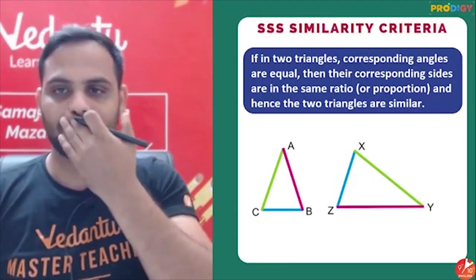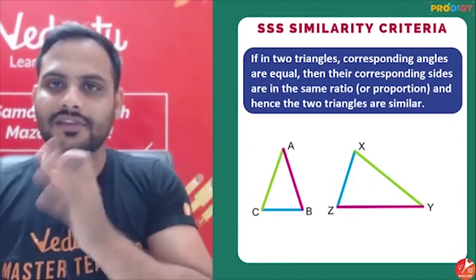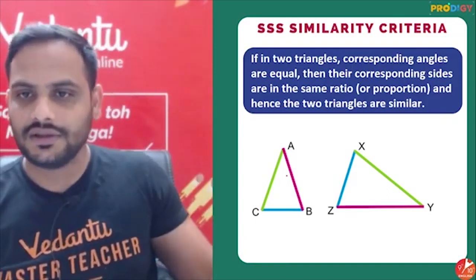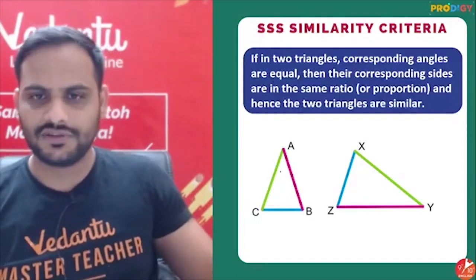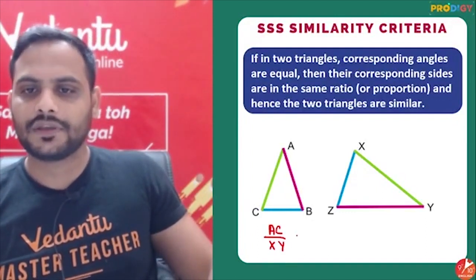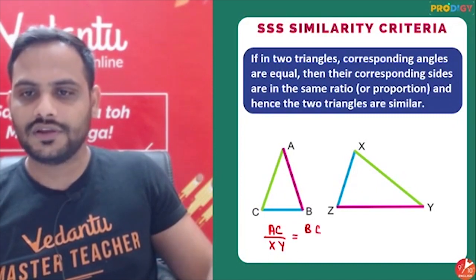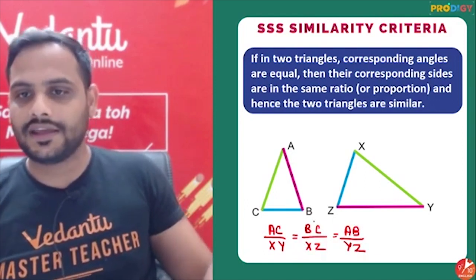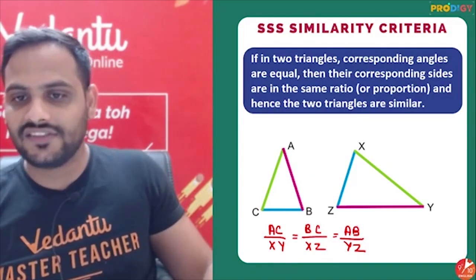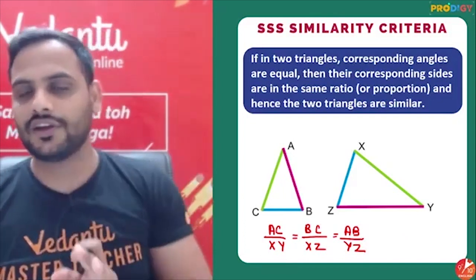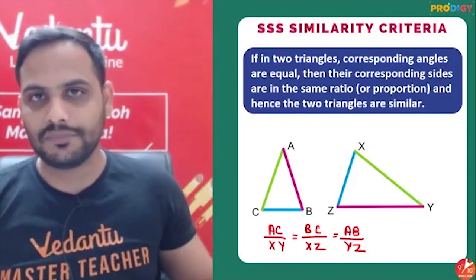So let's say the first criteria is the SSS criteria. That means suppose in this triangle, by the color combination, I give you that AC upon XY is equal to BC upon XZ is equal to AB upon YZ. If it is given, then I can say by the SSS rule, all the 3 sides of one triangle are proportional to 3 sides of another triangle, the triangles will be similar.